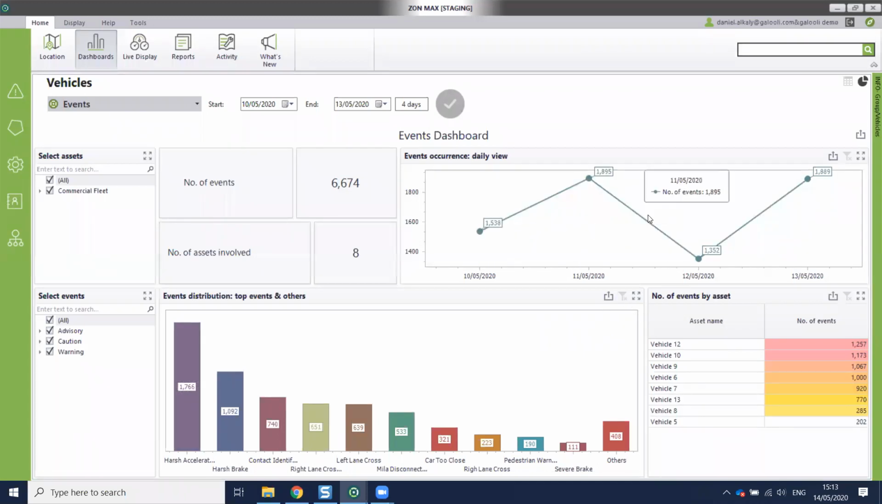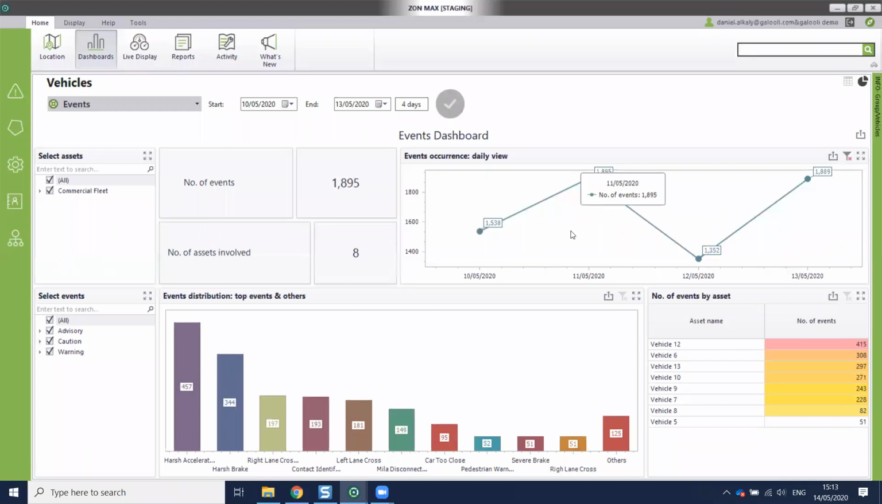Okay, if I want to see what type of events occurred on May 11th, again, I see the distribution of the events and I see the vehicles all on the same day. One last thing about the filtering, I can only filter one by one. I can't filter using this method. I can't filter multiple assets.